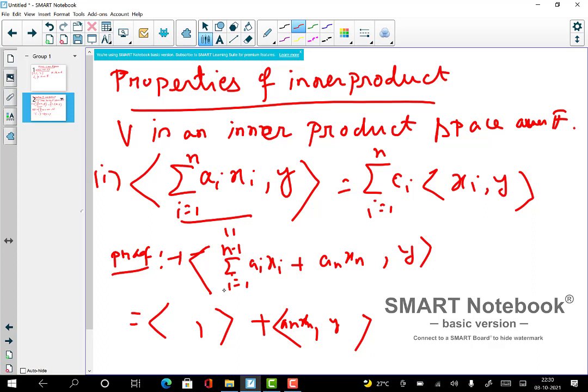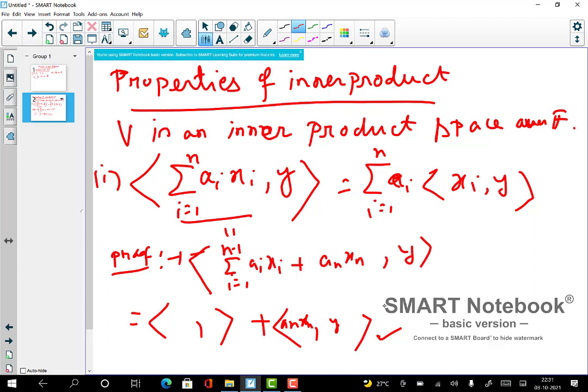Now you can use induction on n, which gives you that this is true. You assume that when n equal to 1, this is true, because that is the property by definition. You assume it is true for n minus 1, and then the n minus 1 terms would be here, just using the hypothesis. That's why I'm writing it, because this is almost obvious.